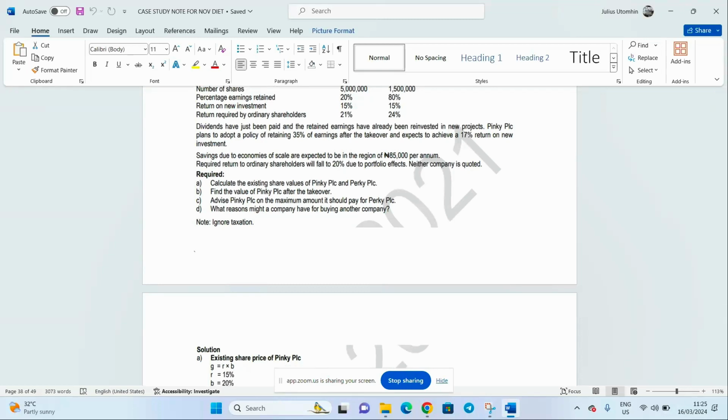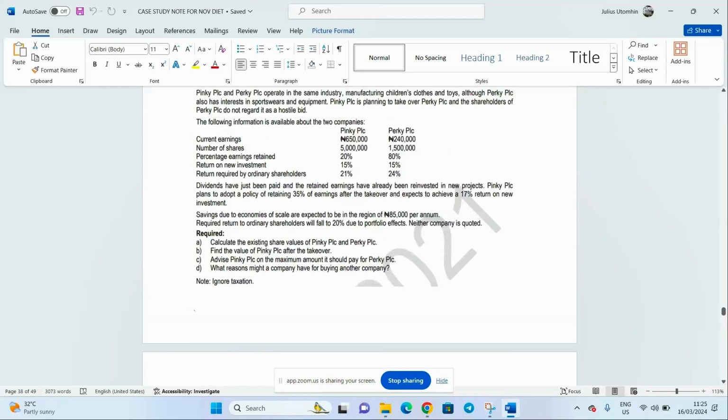Hello, Amaka. Amaka, can you hear me? Yeah, I can hear you, sir. So, what's the cost of capital between 15 and 21? Sorry, do you... What do you say? So where do you see 15 and 21? I'm talking of Pinky. The first question says calculate existing share value of Pinky and Pecky. So I'm reading this one now.